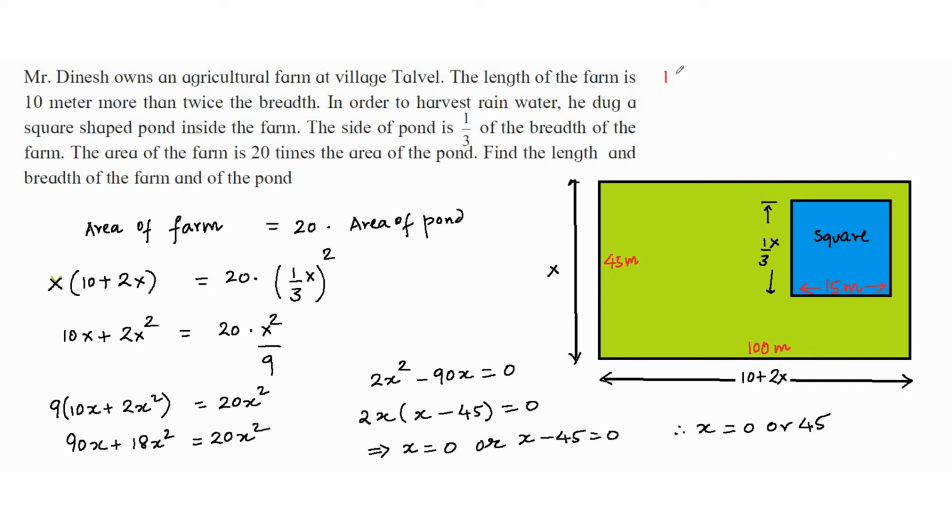So the dimensions of the farm are 45 meters by 100 meters or 100 meters by 45 meters, and the pond has dimension of 15 meters. It's a square pond, so each dimension is 15 meters. So this is how we solve this particular question. Again, pausing for a few seconds before I move on.